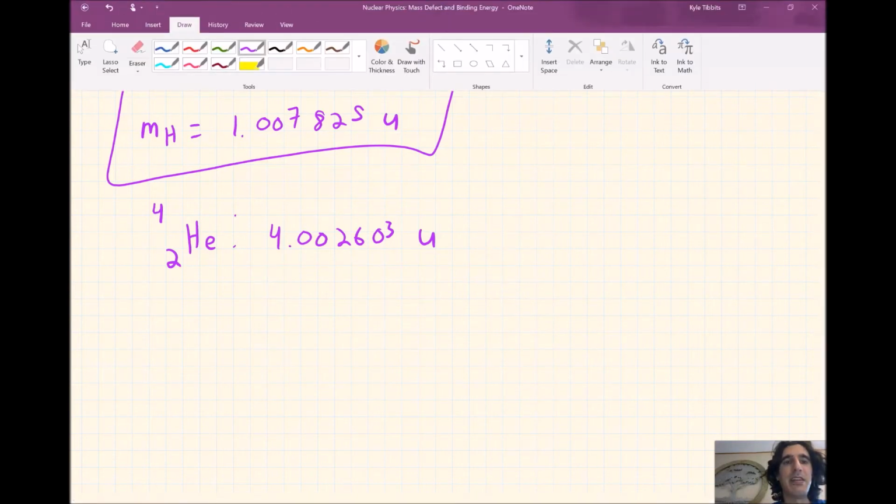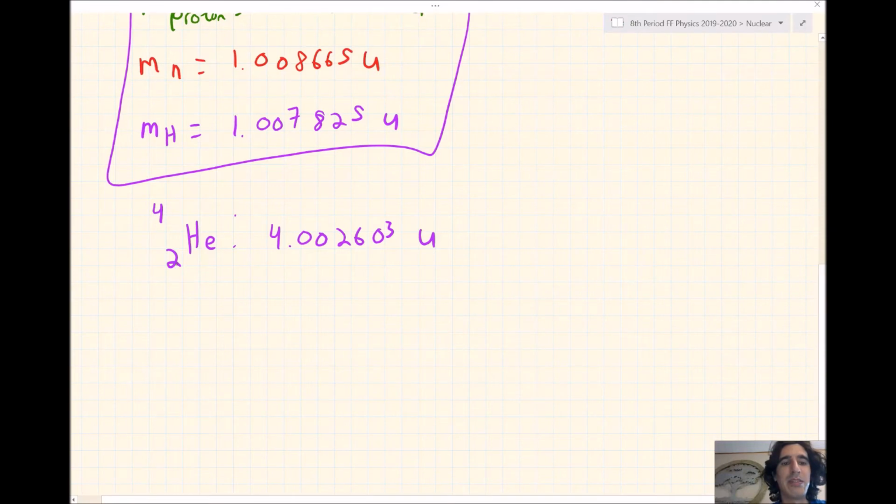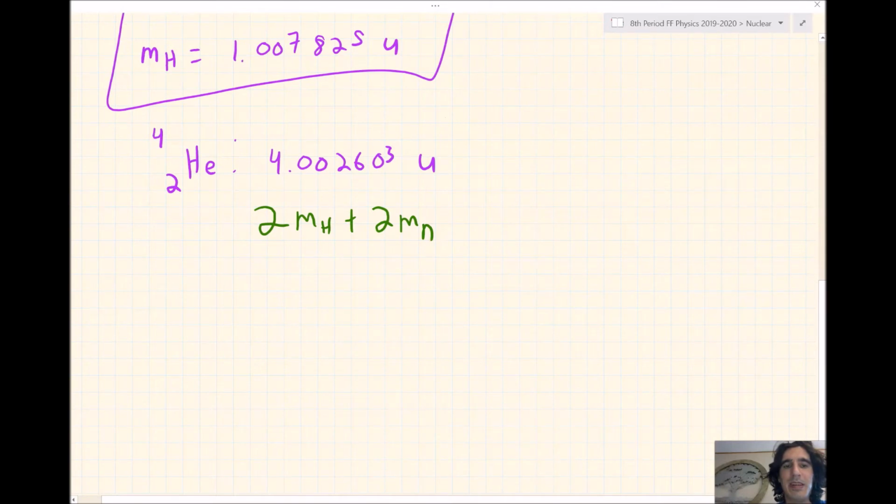We could see that helium is made up of 2 protons and 2 neutrons. So to calculate the mass of the individual particles that make up helium, we have 2 protons, but we're going to use 2 times the mass of hydrogen because we're also going to have 2 electrons, so 2 m sub h, plus 2 neutrons, and that'll give us the atomic particles that make up the helium atom.